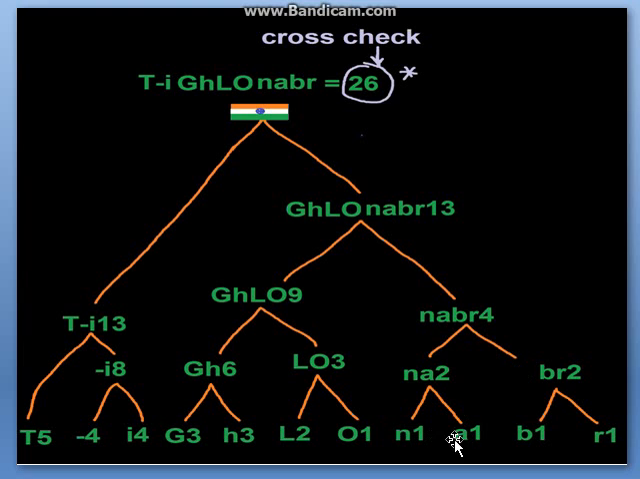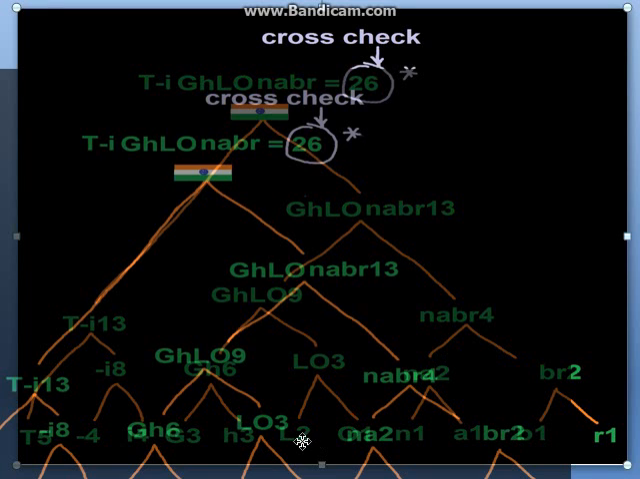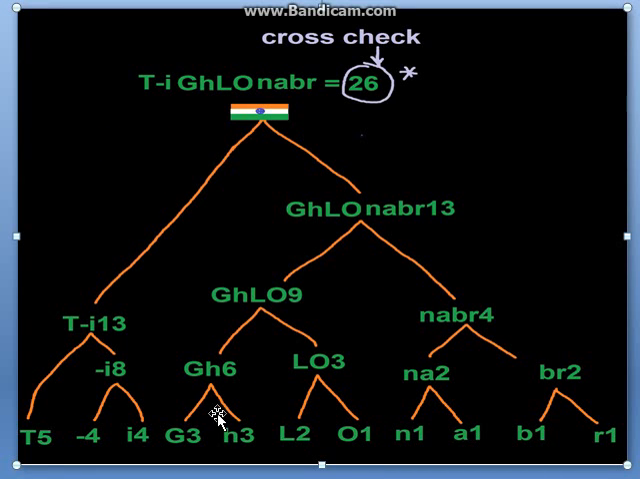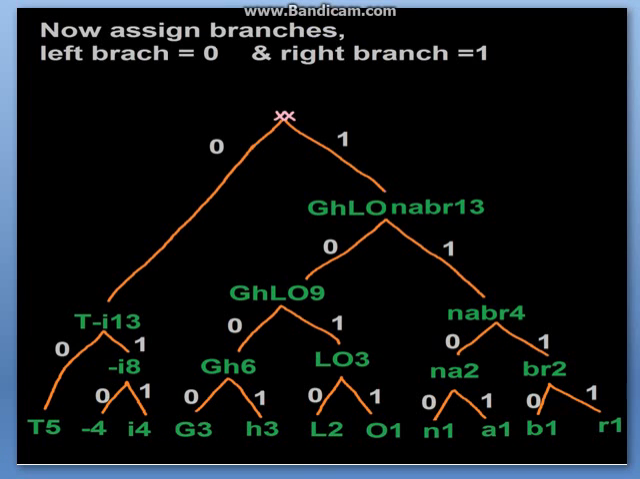Starting from B1R1, we'll form an upward going parental tree by calculating the total number of bits and assigning them going upward. So we are getting GH6, LO3, and this will get GHLO9, and similarly we are getting 13. -4 and I4 create -I8, T5 and -I8 create T-I13, and overall we are getting 26 on the topmost side. So we can put a cross check here. We earlier calculated there are 26 characters required in the text, and here we are getting 26 characters too. So we are getting a cross check here.